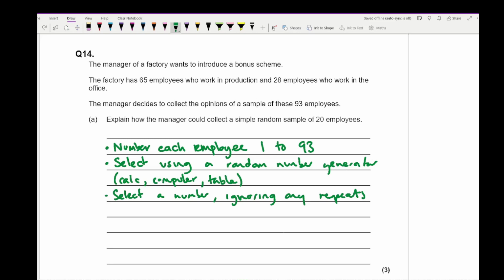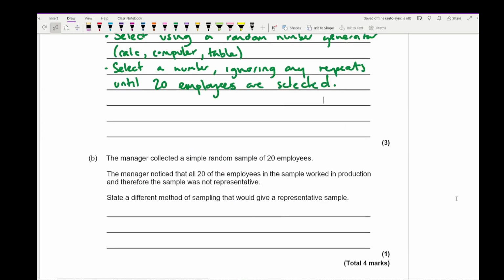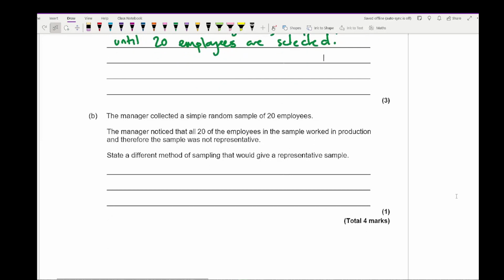So ignoring any repeats until 20 employees are selected. So something along those lines would be absolutely fine. Then for B, it says the manager collected the simple random sample of 20 employees. The manager noticed that all 20 of the employees in the sample worked in production and therefore the sample was not representative. State a different method of sampling that would give a more representative sample.